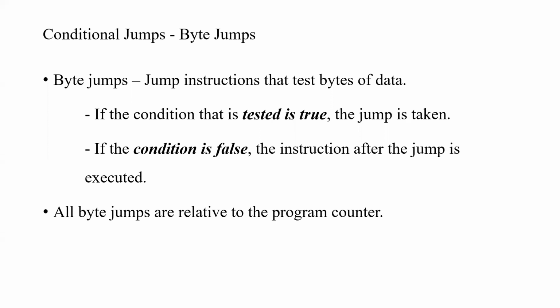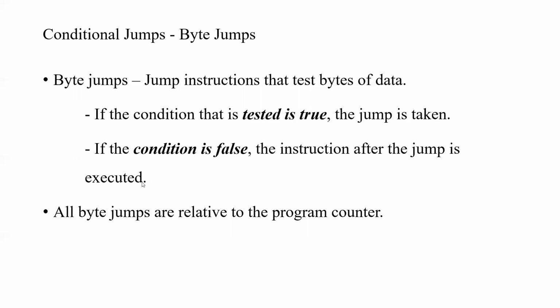We started with byte jumps, the conditional jump. As I said here, how the byte jump works: it will test the bytes of data here, and depending on the condition of the byte, whether it's a success or failure, true or false, the jump action will be taken. If the condition that is tested is true, the jump is taken. If the condition is false, the instruction after the jump is executed.